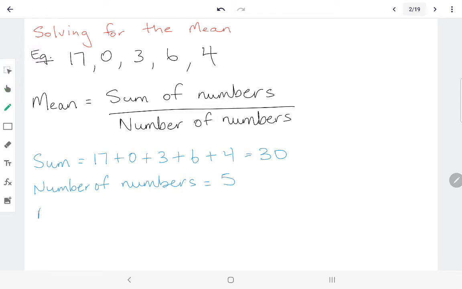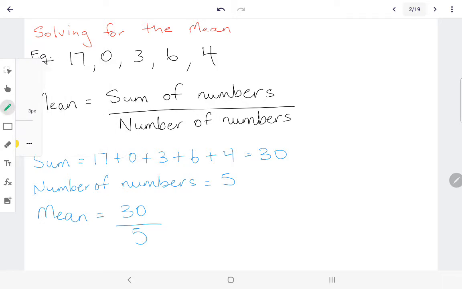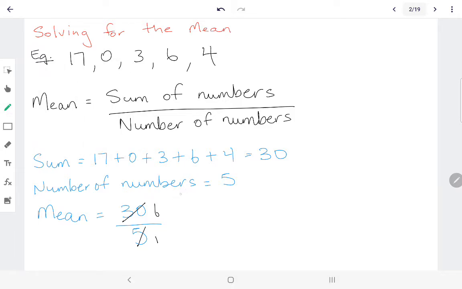So to calculate the mean, applying the formula, they said it is the sum of the numbers, which we know is 30, divided by the number of numbers, which we know is 5. So this here now is 30 divided by 5. So we could say 5 could go into 5 one time, 5 could go into 30 6 times. So therefore, the mean or the average of this list of numbers here is 6.